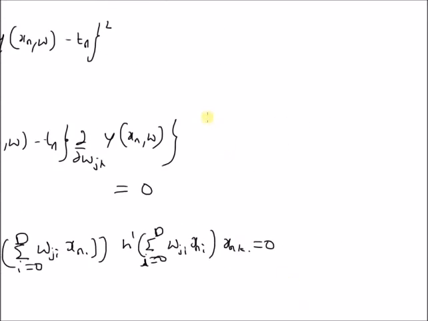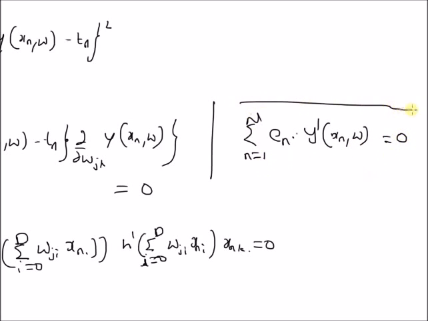So in simple terms, one of the equations is summation n equal to 1 to capital N of the error between the neural network output and the target value, en, into the derivative of the output with respect to w, and this is equal to 0. So this is one of the main equations for the weights of a neural network.